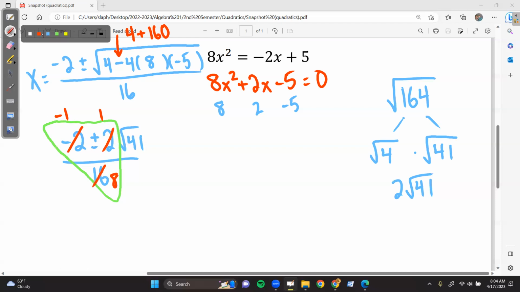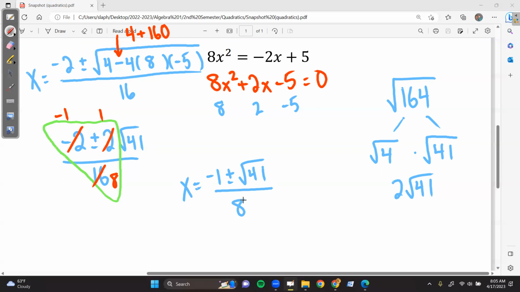And then it's time to write the answer. So our answer is going to be -1 plus or minus just regular root 41. Don't put the ones where they don't need to be. It's a bad habit. All over 8. That's it. Any questions on that?